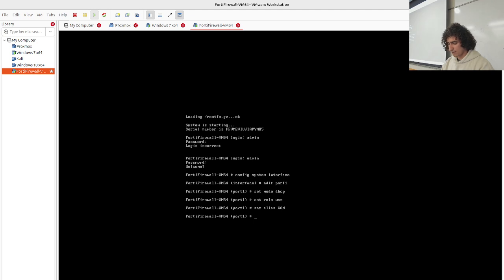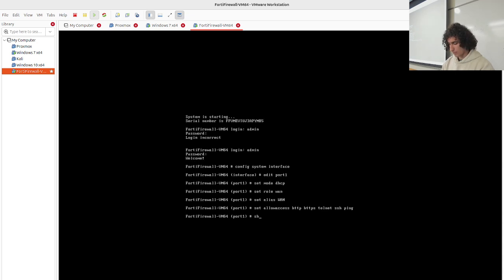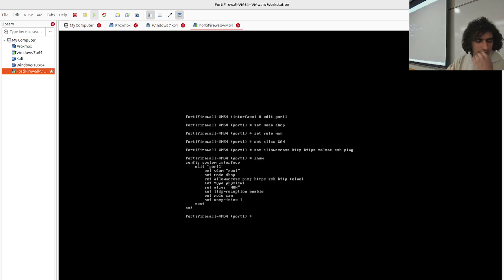It's WAN. And then the important part is we want to set our allow access to allow HTTP, HTTPS, so web traffic, then telnet and SSH, and then we want to be able to ping it to test if it works. And we can show all of those modifiers that we had. We have DHCP, allow access on ping, HTTPS, SSH, HTTP, and telnet. Alias is WAN, and role is WAN. Perfect. And just do next.